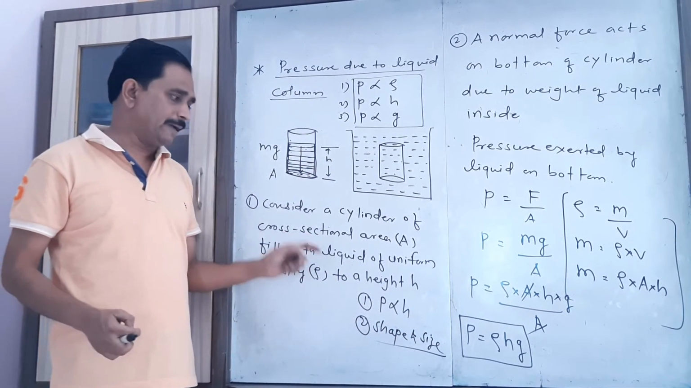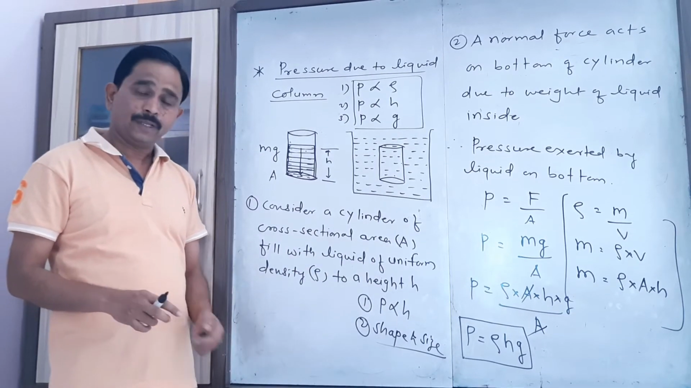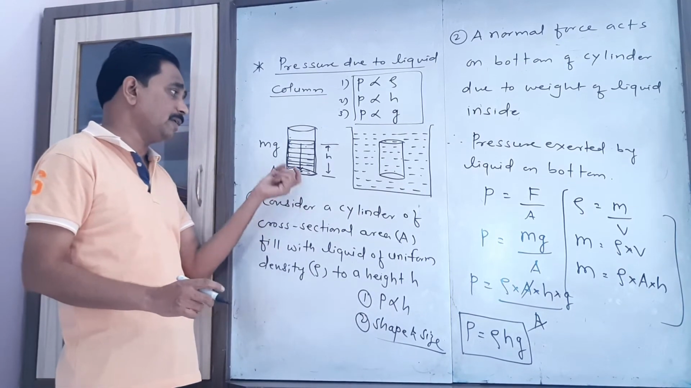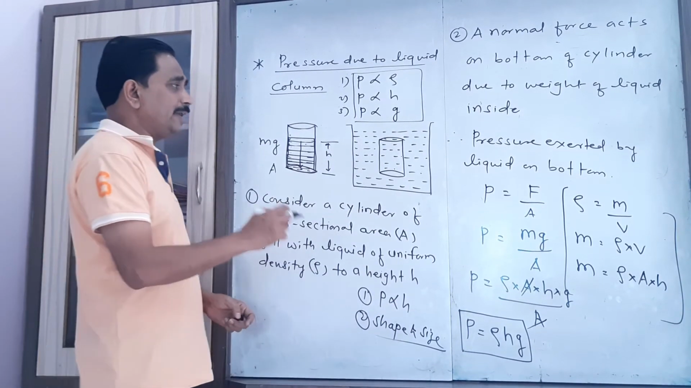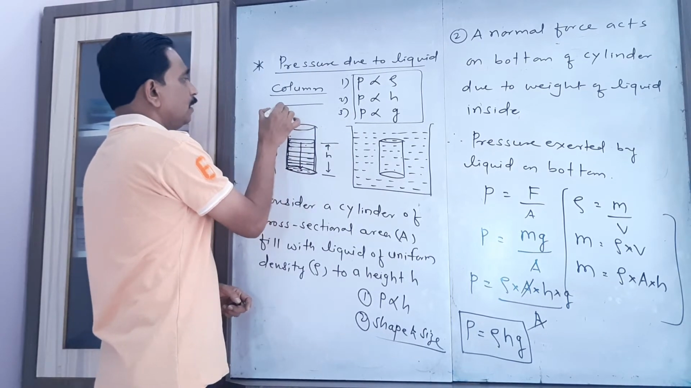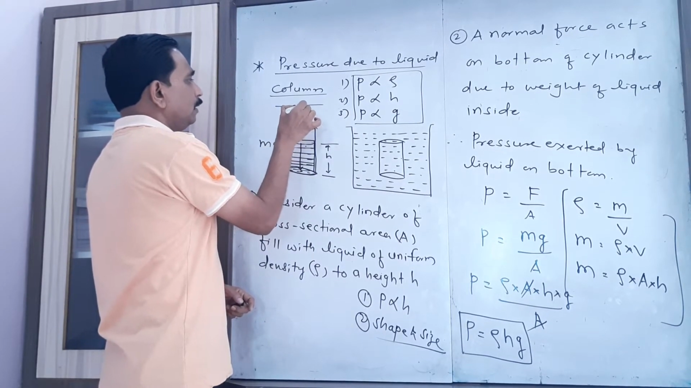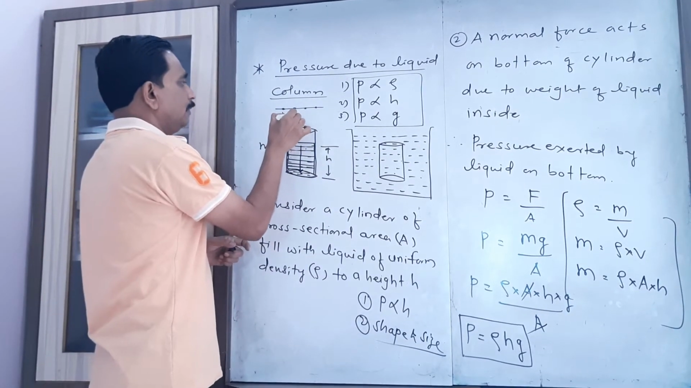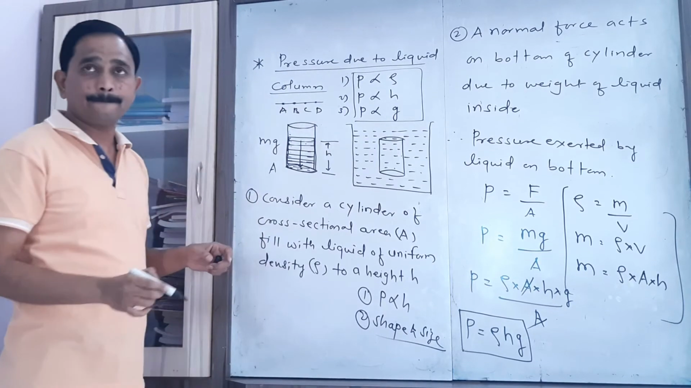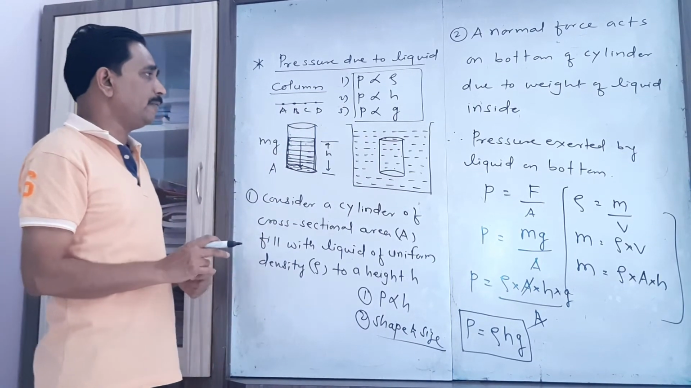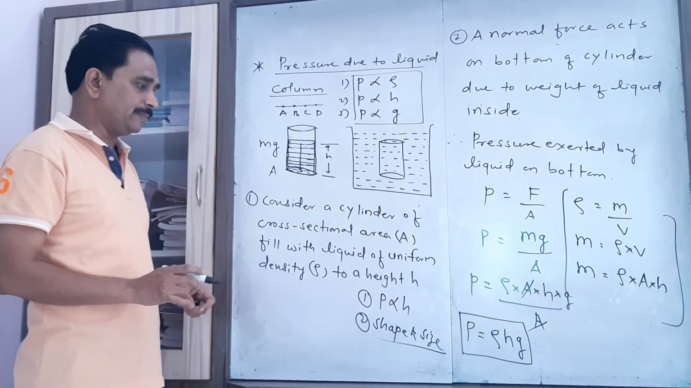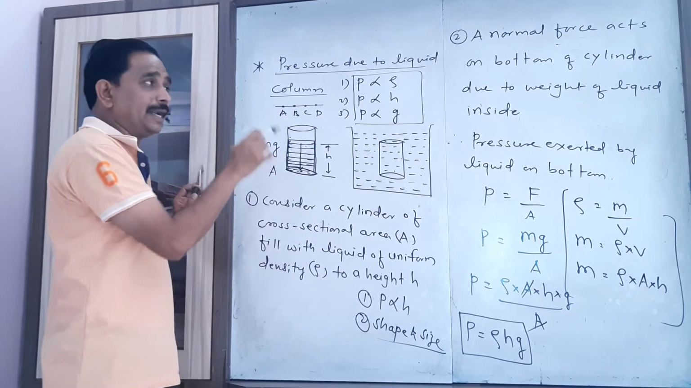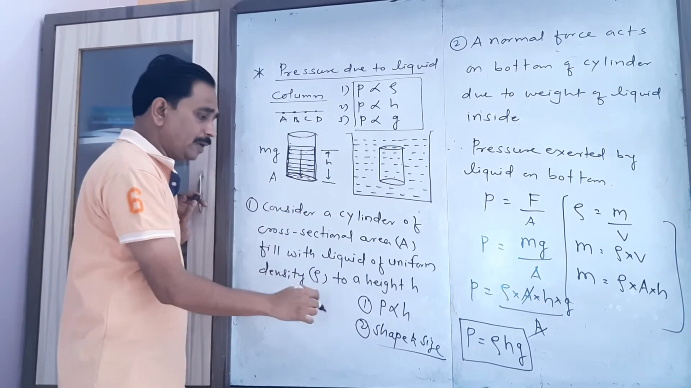This pressure is directly proportional to height. This pressure is independent of the shape and size of the vessel which is taken. And when we consider different points at the same height, then the pressure due to this liquid column will be the same. So we can say that the pressure at different points which are at the same height will be the same.